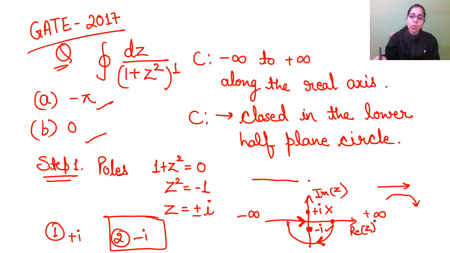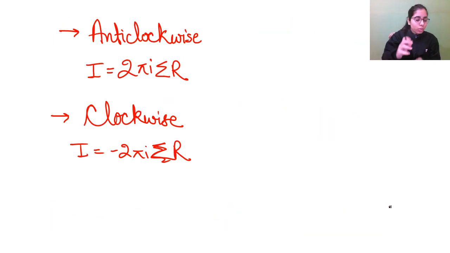If it is clockwise, then what will be the formula which you will use? That will be minus 2 pi iota. Clear? So this is the formula we will use. So you just need to know about this rule: anti-clockwise direction 2 pi iota, clockwise direction minus 2 pi iota, and you will never ever make any mistake in terms of direction and the sign.